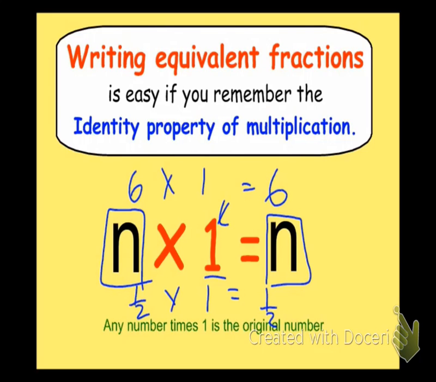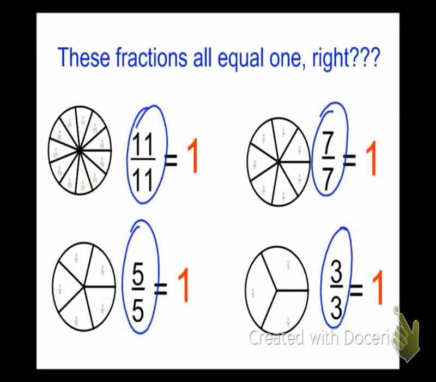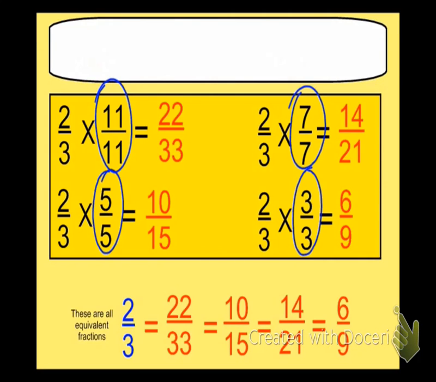Well, that's real important. All of these fractions here are equal to 1. 11/11, 5/5, and so on. All of these equal 1, which means if we multiplied something times these fractions, it won't change the identity of that number. For example, if we took 2/3, all of these fractions right here are the same as 1. It's like you're multiplying times 1, which means you're not changing the identity of the original number.